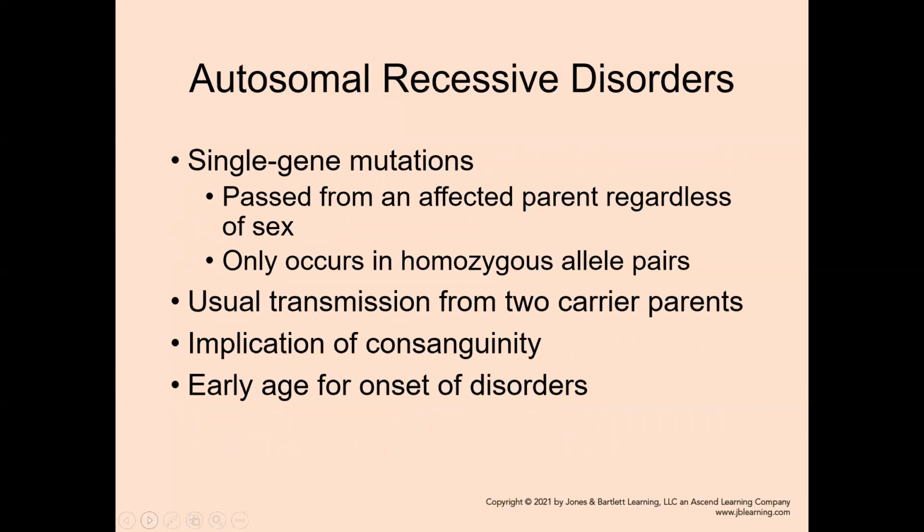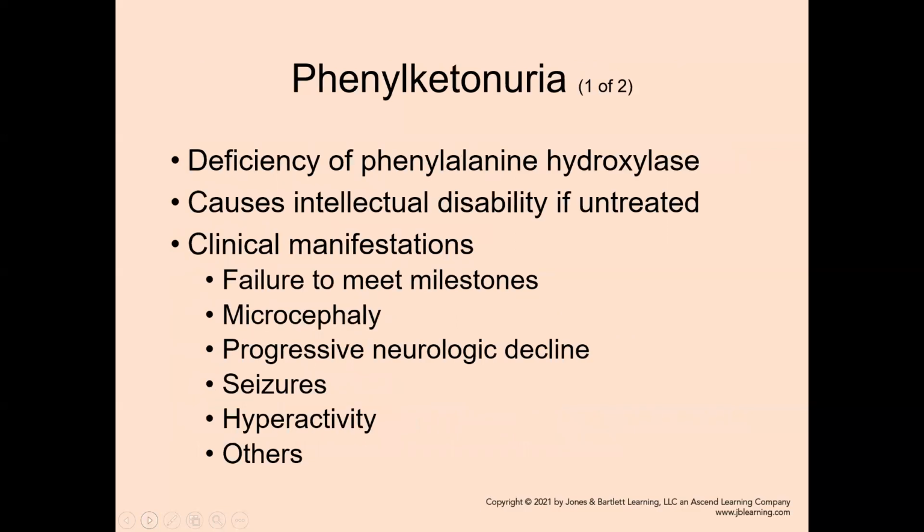Autosomal recessive disorders, again, involve a single gene mutation, but these are passed from an affected parent regardless of the sex. The usual transmission is from two carrier patients, and these are early age onset disorders. So we're going to give an example of that. This is often referred to as PKU disorder. It causes central nervous system disorders, and currently all newborns in the United States are tested for this, because left untreated, it can cause intellectual disability.